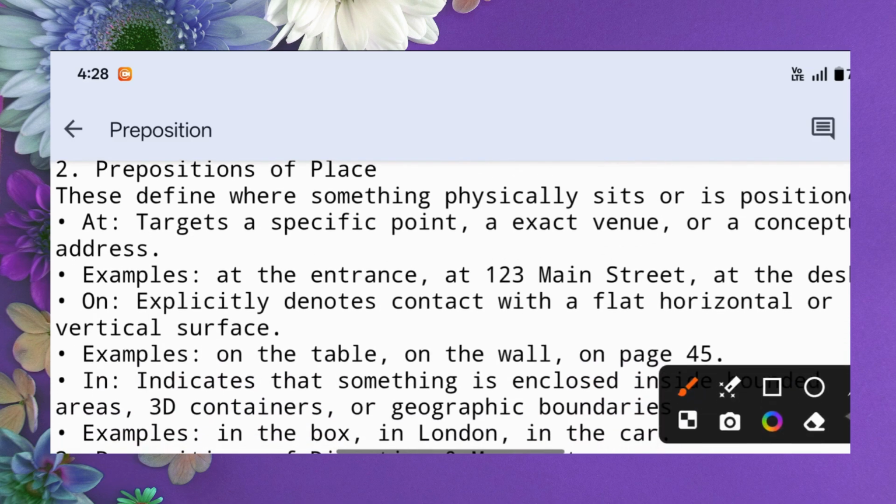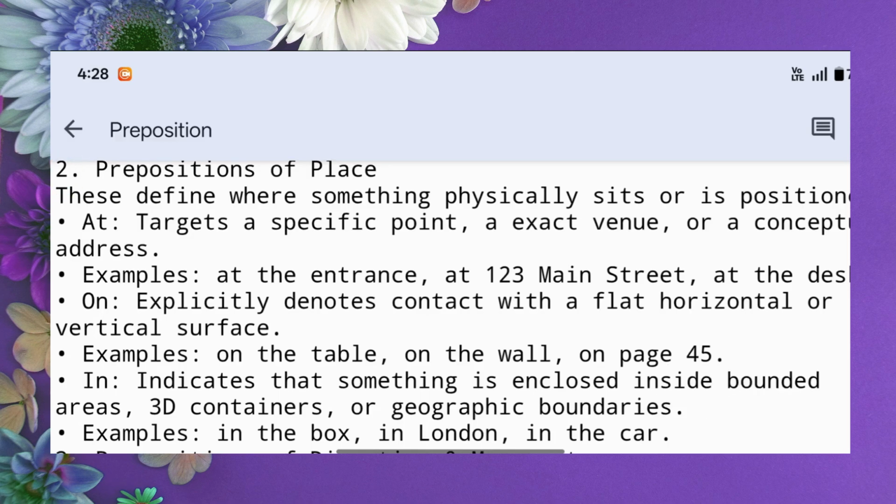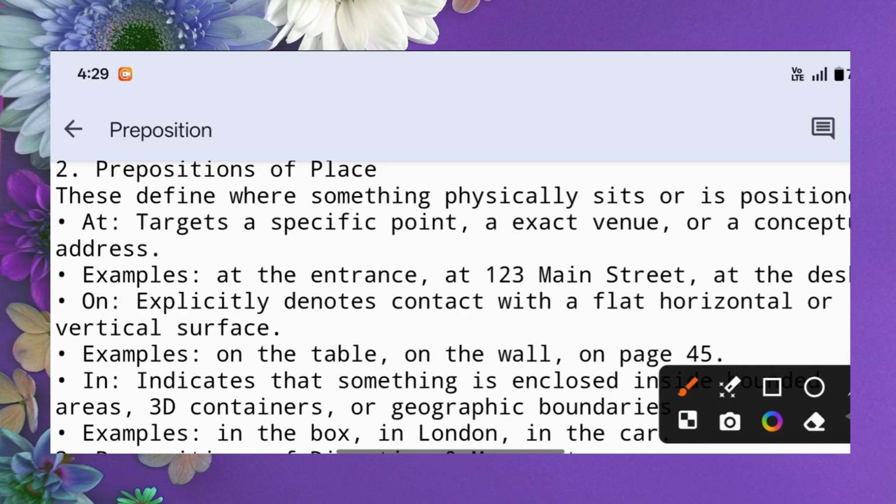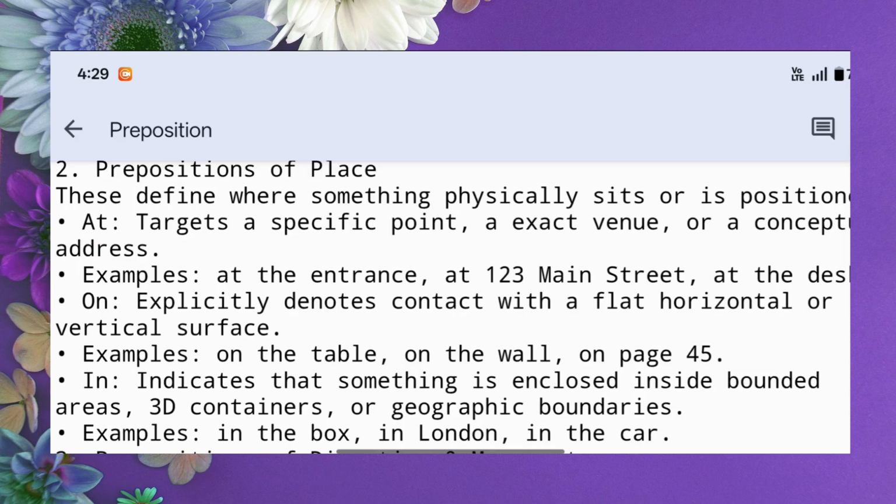Next, let's talk about the second type, which is prepositions of place. These define where something physically sits or is positioned. First, at targets a specific point, exact venue or a conceptual address. Example: at the entrance, at 123 Main Street, at the desk.